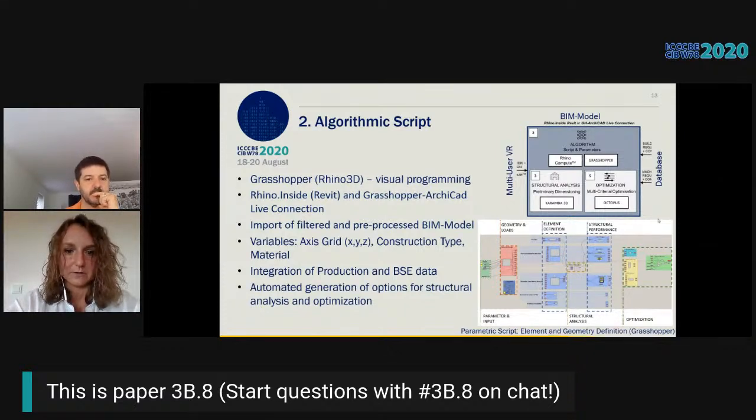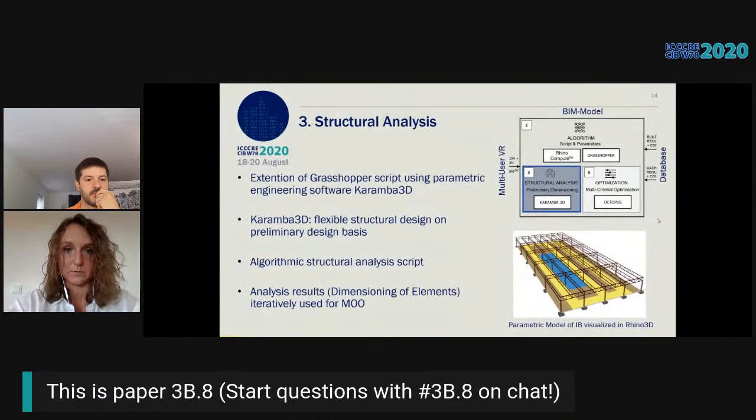So within the parametric script, we have the geometry, the structural analysis, and the multi-objective optimization. The structural analysis will be with Karamba 3D, a flexible structural design tool on a preliminary design basis, and the analysis results will be iteratively used for the multi-objective optimization of structure and layout.